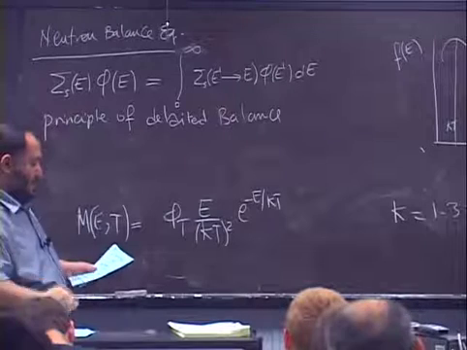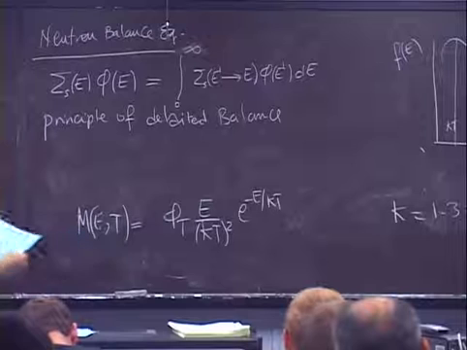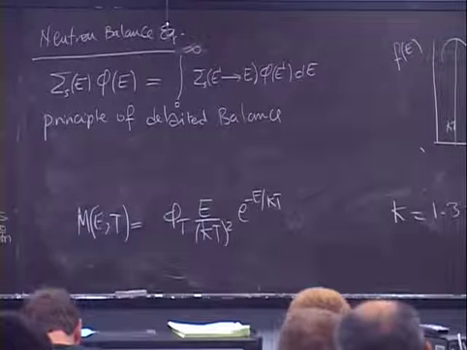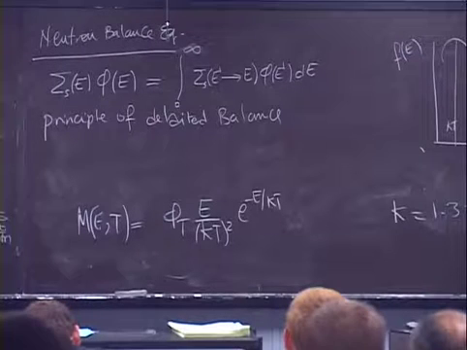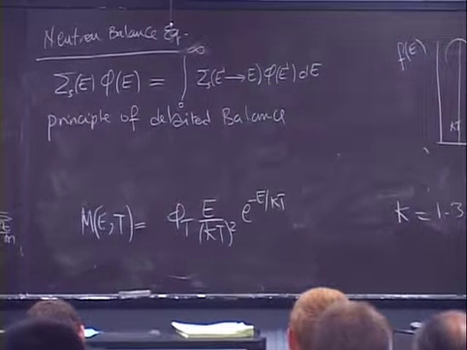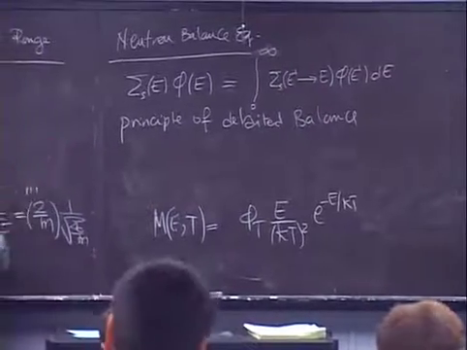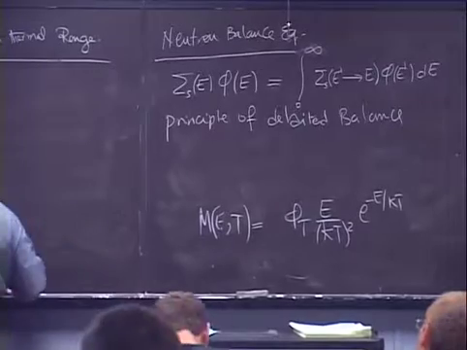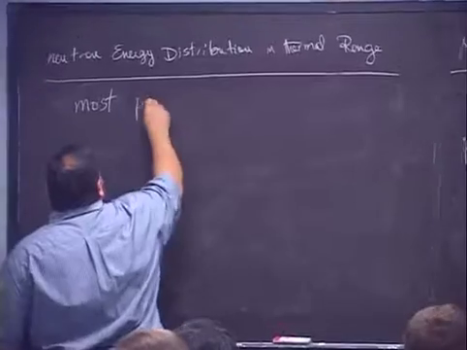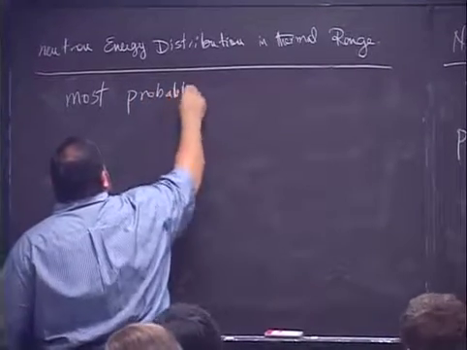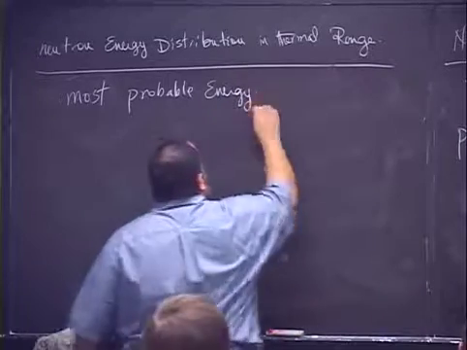Now, for this Maxwellian distribution, the most probable energy is kT, as I just stated earlier. Most probable. What does it mean, most probable? The energy most particles have.